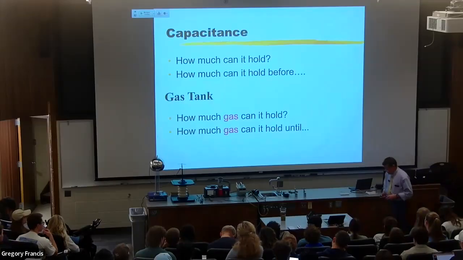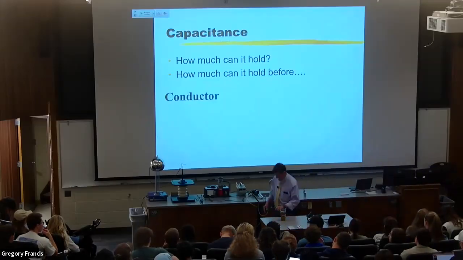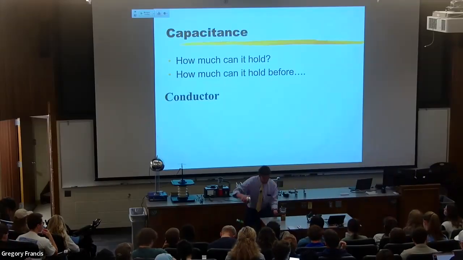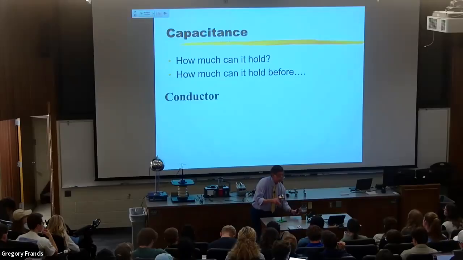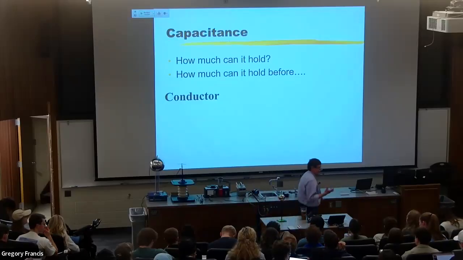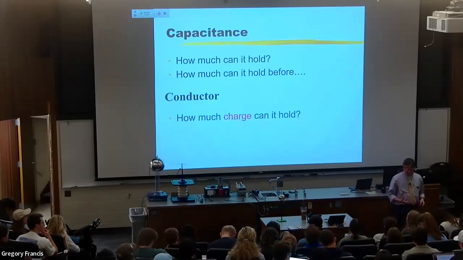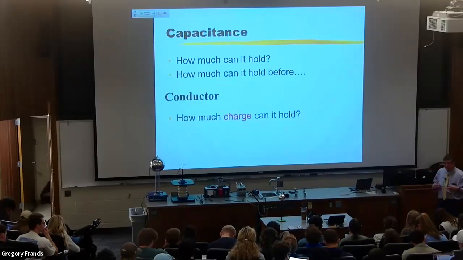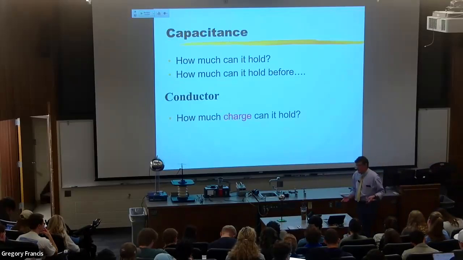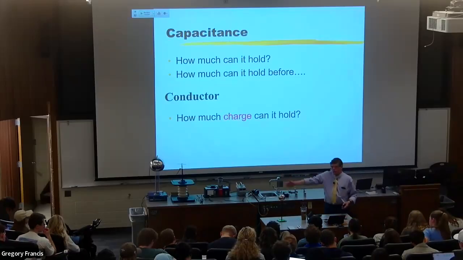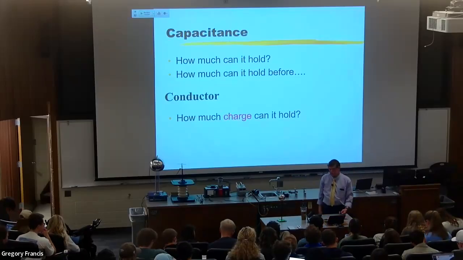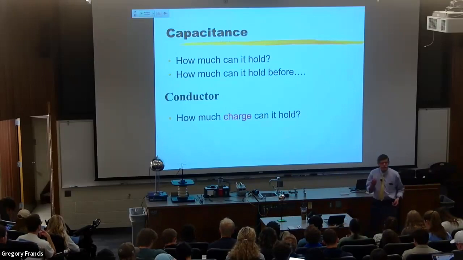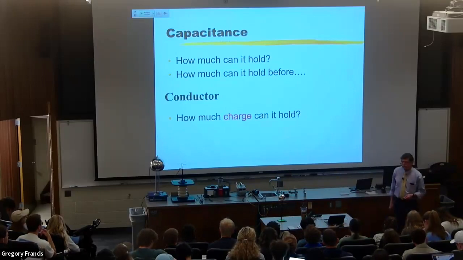Now, with conductors, we talk about the capacitance as how much charge it can hold. And then the question begs itself, until what? Until it arcs across the room and kills everybody? We don't want that, okay? And so we have to come up with some measure of until what?